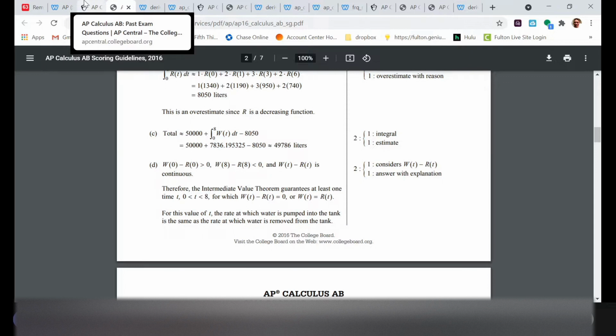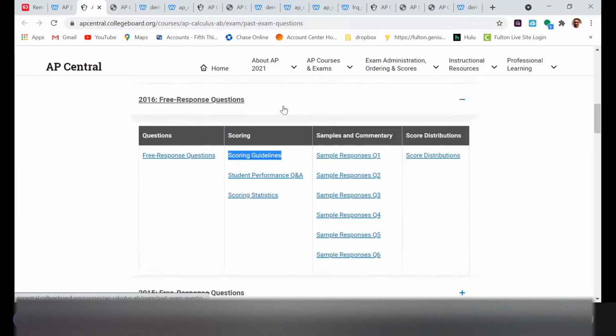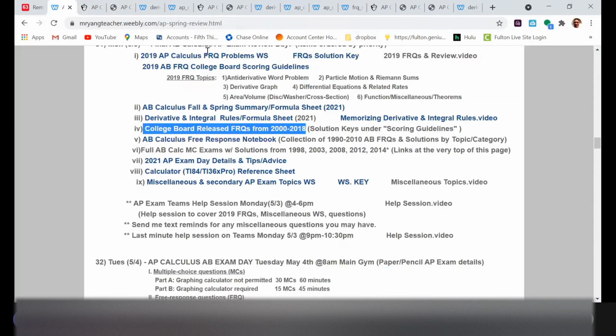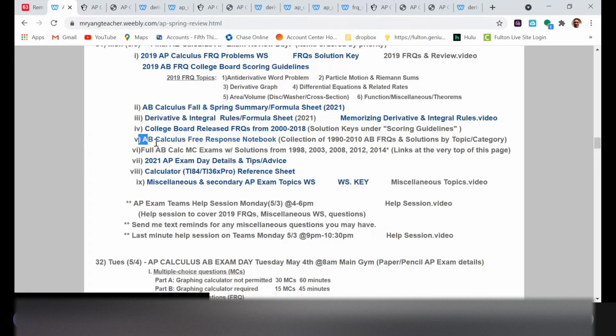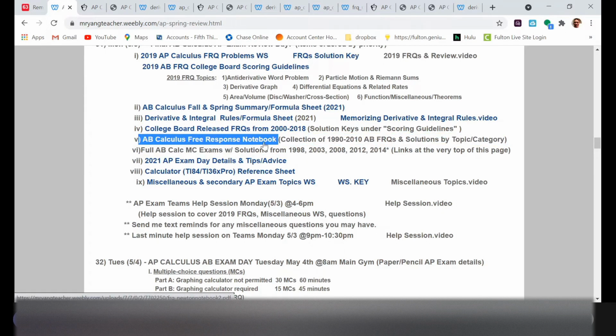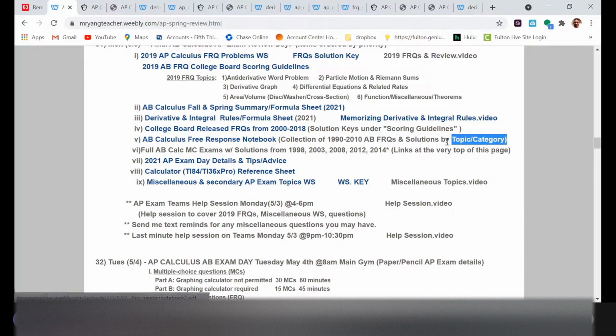And just read the problems. Next up, I also have a collection of FRQs, the FRQ free response notebook. These are a little bit older, from 1990 to 2010. But the nice thing about this link is that someone went through and organized all the topics together.